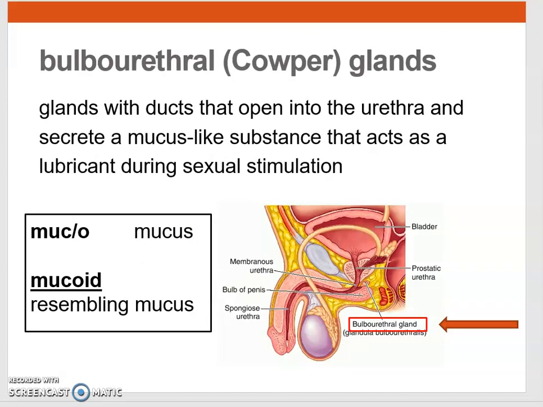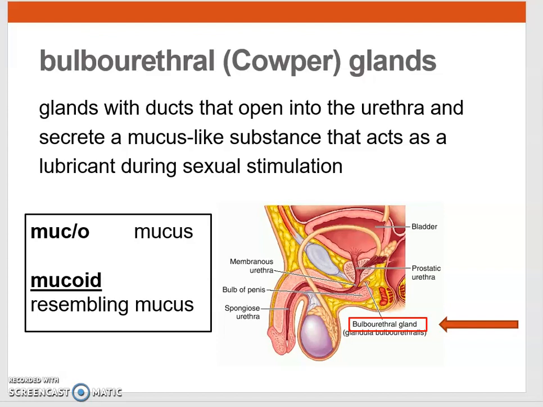Bulbal urethral glands, or the Cowper glands. These are glands with ducts that open into the urethra and secrete a mucus-like substance that acts as a lubricant during sexual stimulation. I just realized earlier I called these Bartholin glands, and I misspoke on that one. I do stand corrected. They are bulbal urethral glands, or Cowper glands. They're located in the male and the female anatomy. These are glands with ducts, and they open into the urethra in the male anatomy, and they secrete a mucus-like substance, a mucoid, that acts as a lubricant during sexual stimulation.